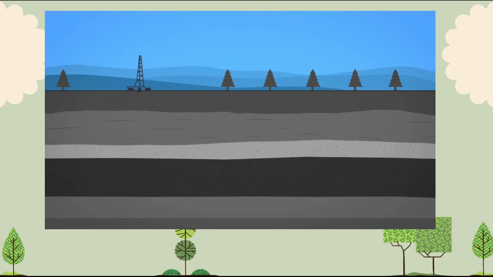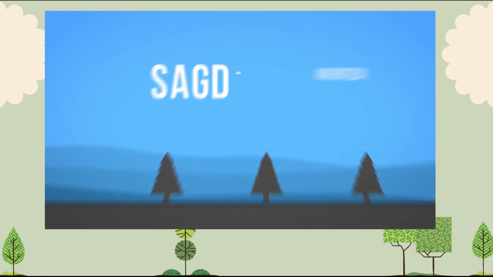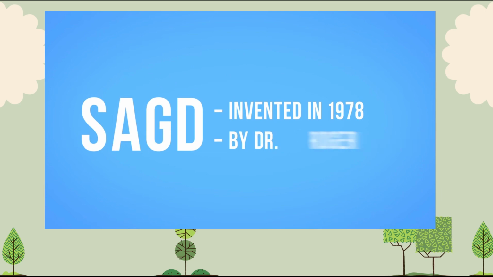In situ production is required for approximately 80% of the bitumen found in the oil sands, and the most commonly used technology for this production is SAGD. SAGD was invented in 1978 by Dr. Roger Butler, a chemical engineer from England.